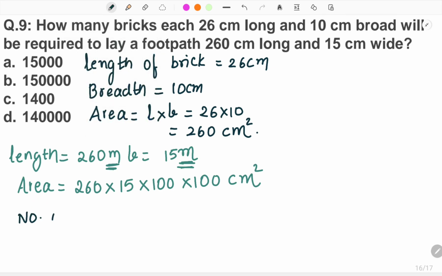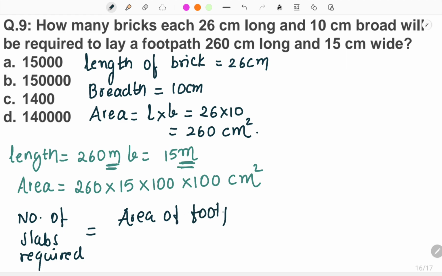Number of slabs required. How can we find this out? Just imagine the area of footpath divided by, just like the question of envelope and the sheet. Okay. Area of the footpath, that is the larger area, divided by the area of slab, similarly that of the envelope. Okay. Area of slab.